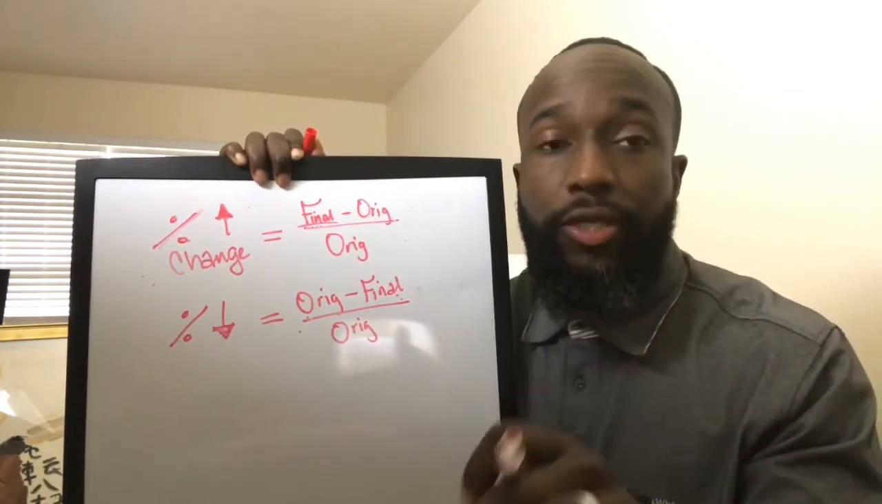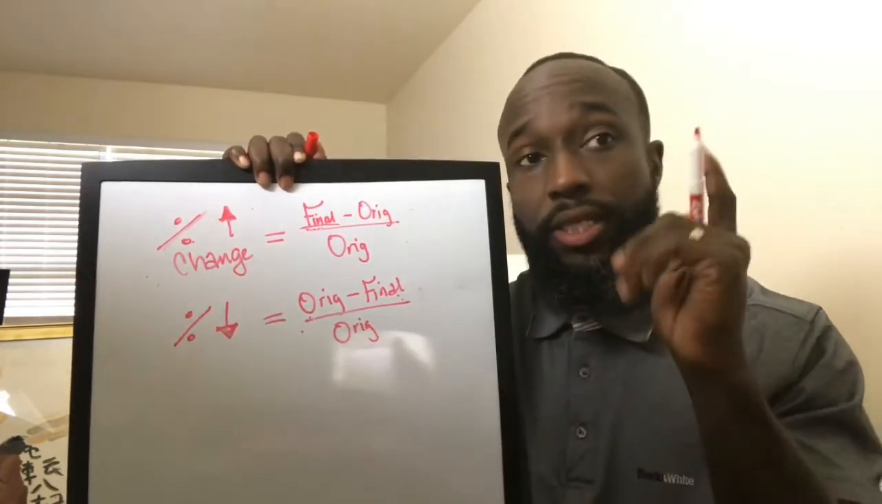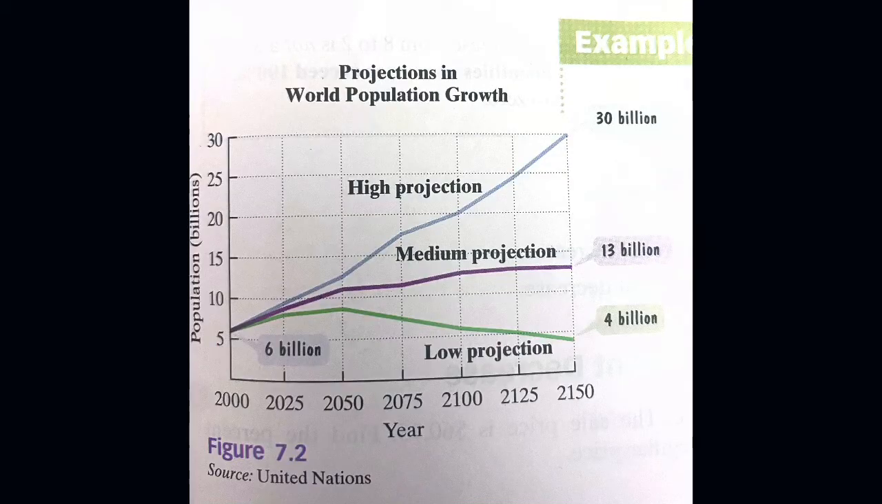I'm going to put it on the screen here. Based on the data, you have optimistic growth and pessimistic growth. High projection is optimistic growth. Low projection is pessimistic growth. They want to find the percent increase in the world population from 2000 to 2150 using the high projection data, and then using the low projection data.